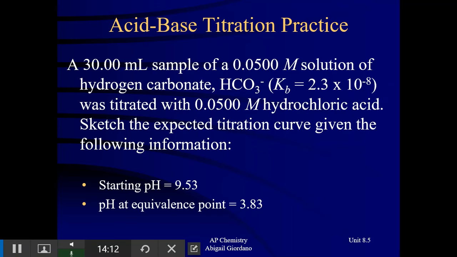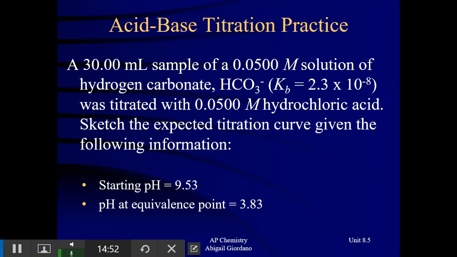Now, if you're going to sketch a titration curve, ladies and gentlemen, you really need 3 data points: the starting pH, the pH at equivalence, and the pH at the halfway point, which we have not been given. Okay, we need to find that. The other thing that we're not told, but we can figure out, is where are these data points going to fall on the x-axis?